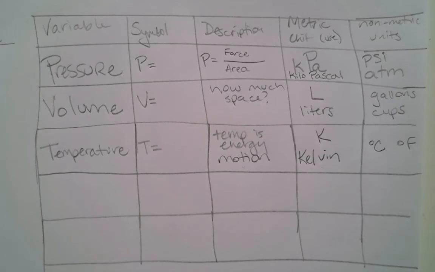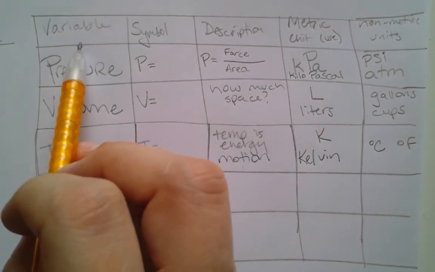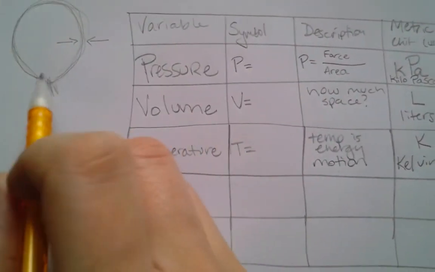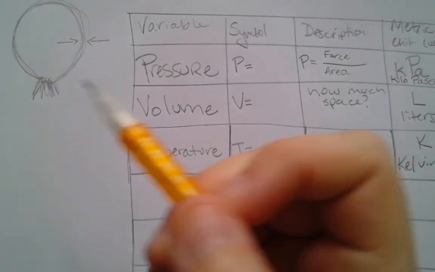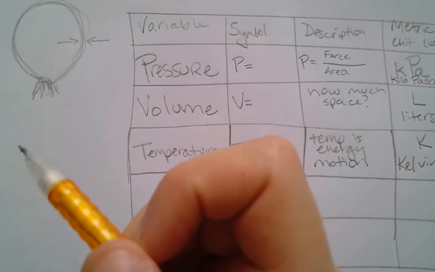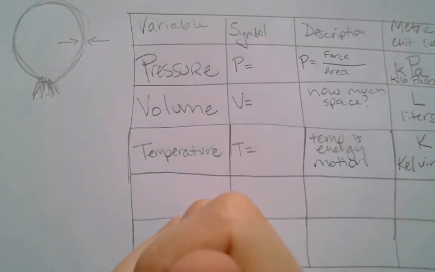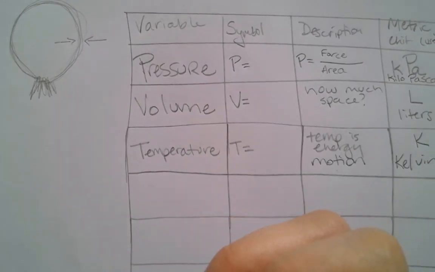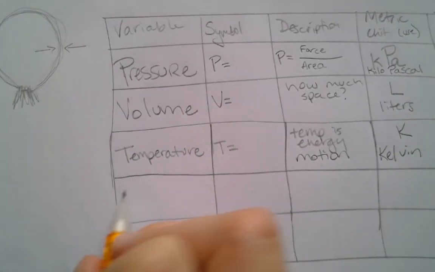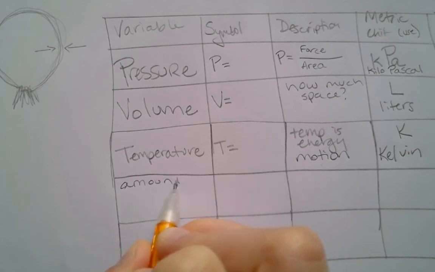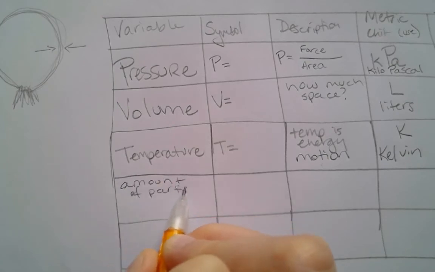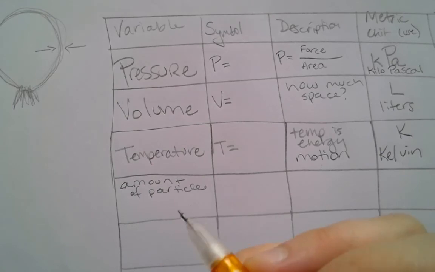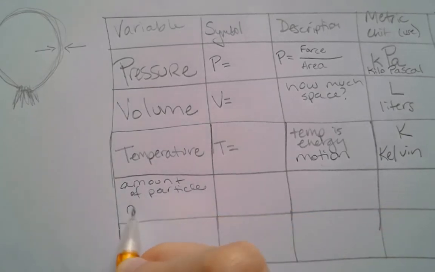The last variable, the thing that can change, that we're going to be looking at is, you take this balloon, before you tie off your balloon here at the bottom, you can inflate your balloon, or you could put a hole in the side and deflate your balloon. You can measure the amount of stuff inside the balloon. Whoa, what was our science word for amount of stuff? So amount of particles. And there was a fancy word for amount of particles. We will call that moles.